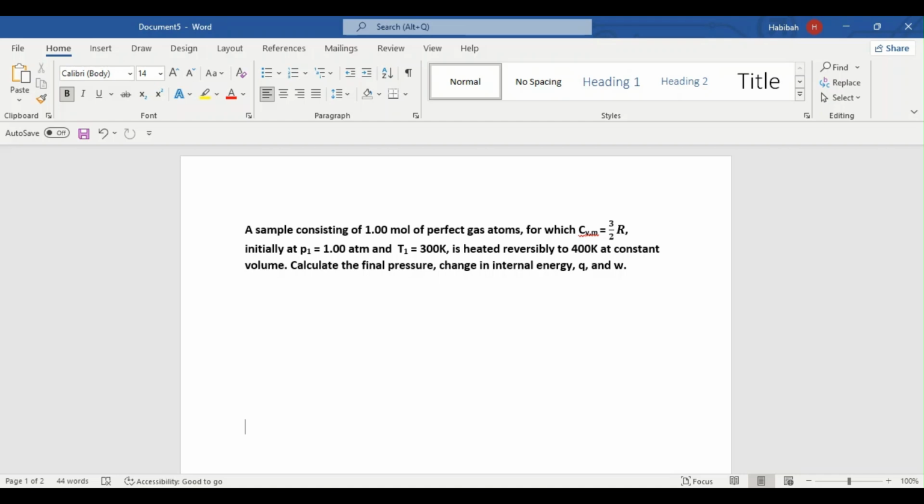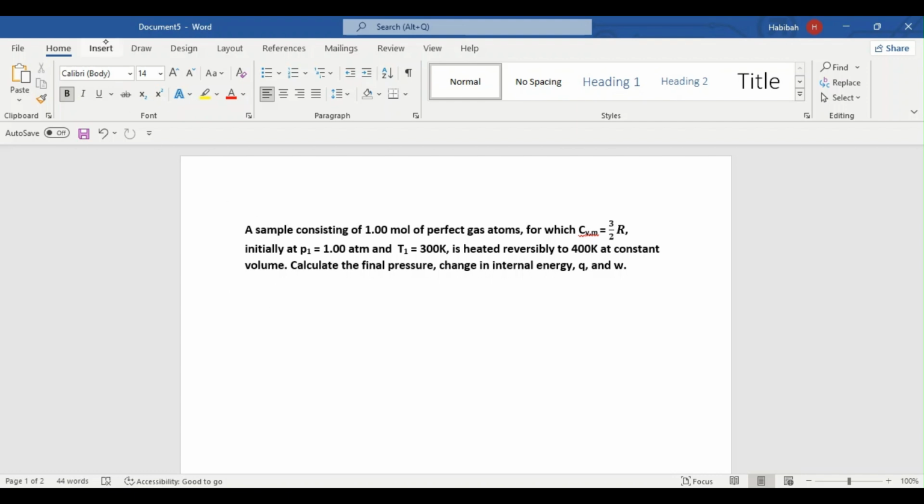A sample consisting of 1.0 mole of perfect gas atoms, for which C_V,m, the molar heat capacity, equals 3/2 R, initially at P initial equals 1.00 atmospheres and T initial, the initial temperature, equals 300 kelvins, is heated reversibly to 400 kelvins at constant volume. Calculate the final pressure, the change in energy, the heat, and the work done.